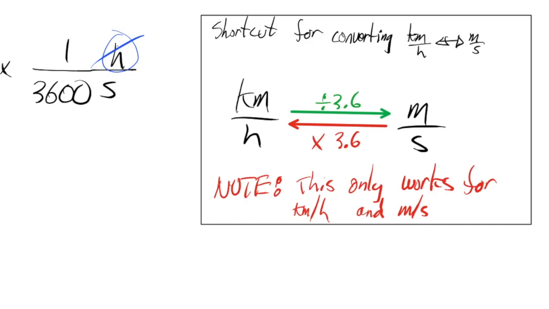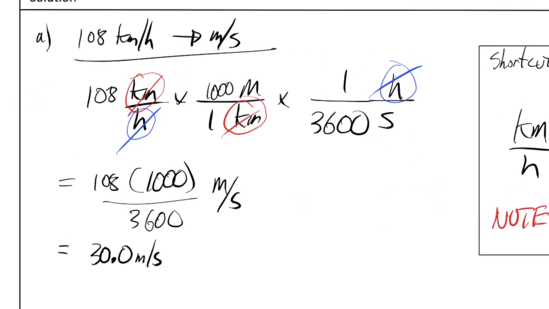This conversion only works for specifically kilometers per hour and meters per second conversions and nothing else. So if you have a unit other than this, this will not work. For example, accelerations in meters per second squared, this does not work. You have to do it using this method over here.